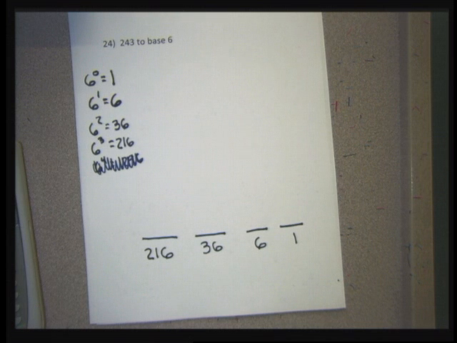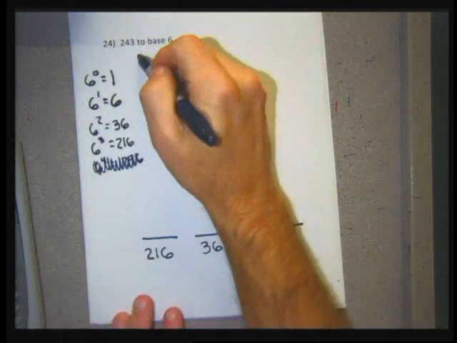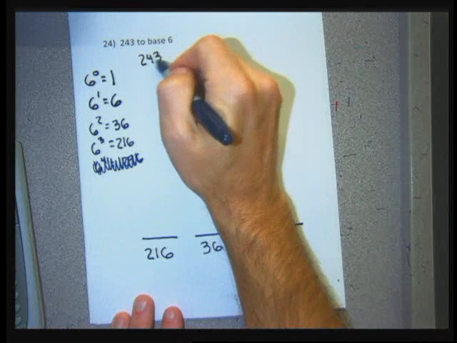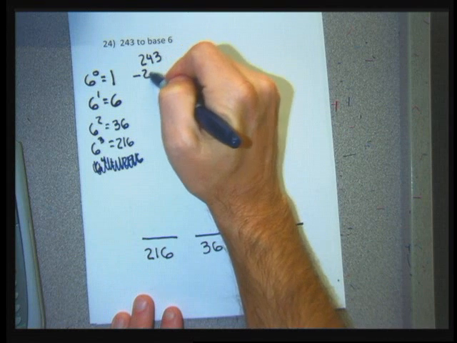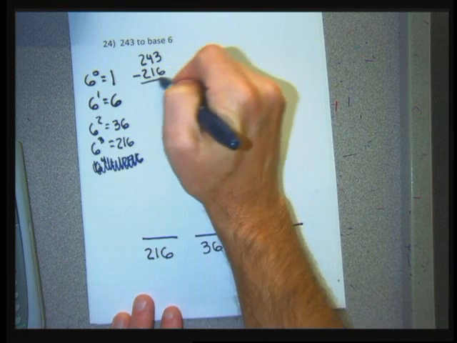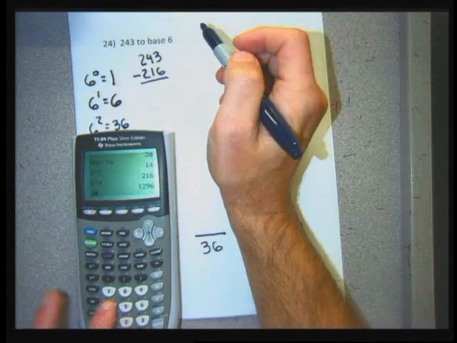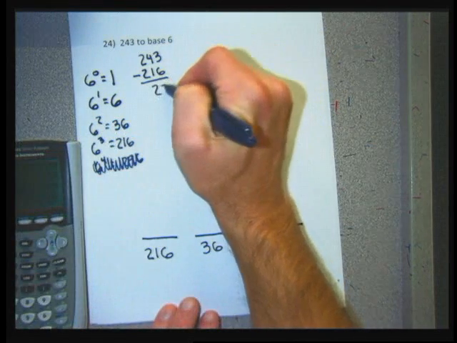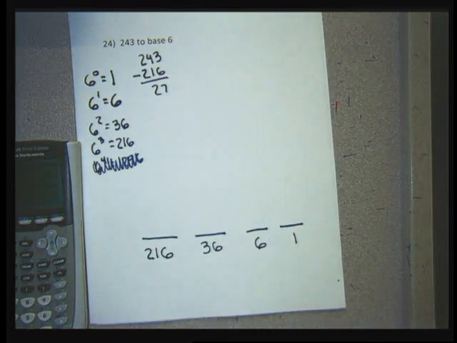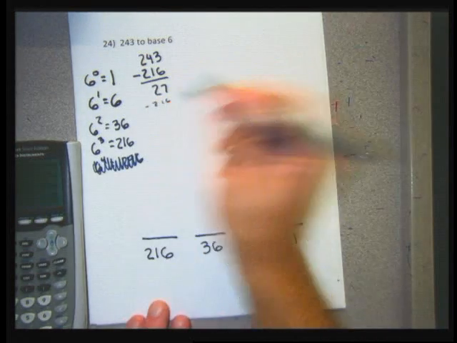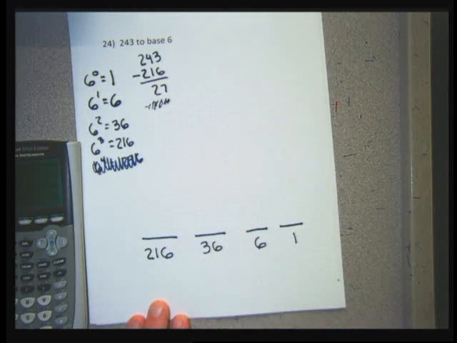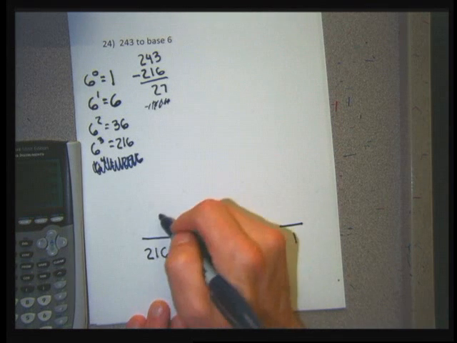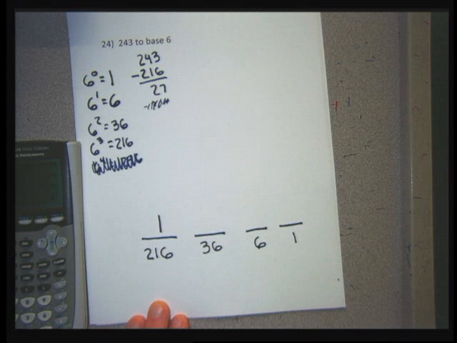So once I know that my answer is going to have 4 digits, I start subtracting. I take the number that I'm given, which is 243, and I start subtracting. The biggest power of 6 that's less than 243 is 216. I subtract once. 243 minus 216 is 27. If I tried to subtract 216 again, if I did 27 minus 216, I'd get a negative number. So I'm done subtracting 216. I was only able to subtract 216 once. So above 216, where my answer goes, I'm putting the 1 time that I could subtract it.